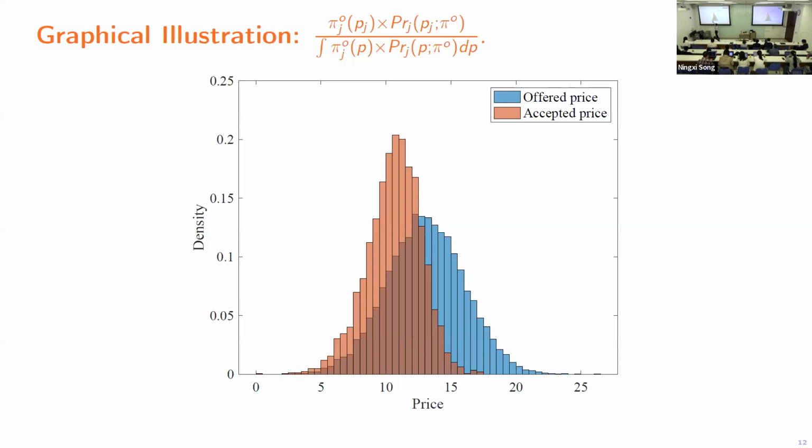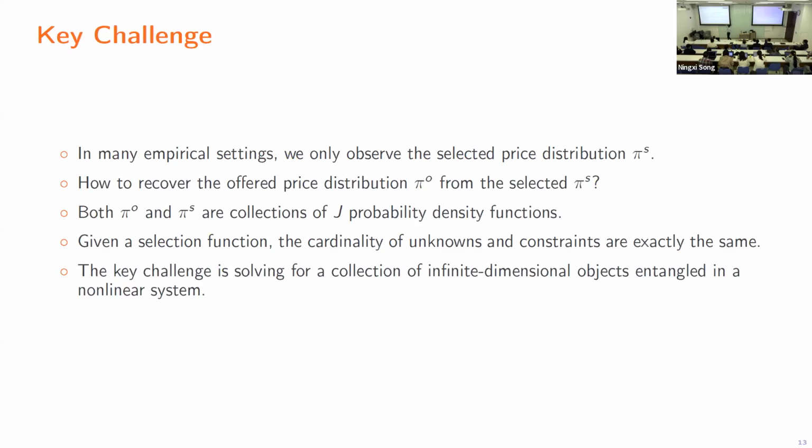You see lower prices are overrepresented, higher prices are underrepresented. So we have a selection problem. The exercise is that if there are 10 alternatives, I give you 10 orange histograms, and I want you to give me 10 blue histograms. Like I said, we only observe the selected price distribution, and we want to recover the offered price distribution. Each object, this pi of s, is a collection of j probability density functions.